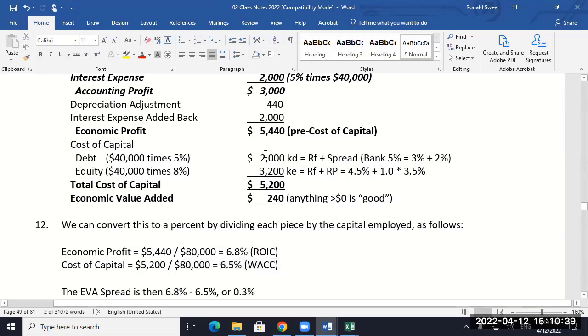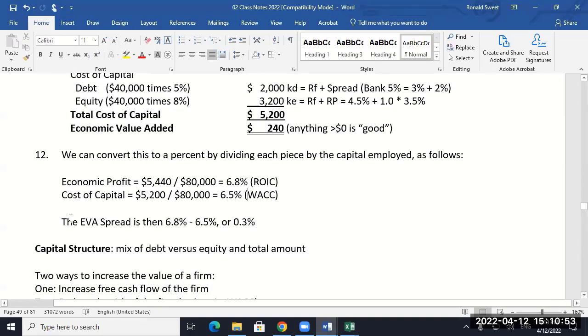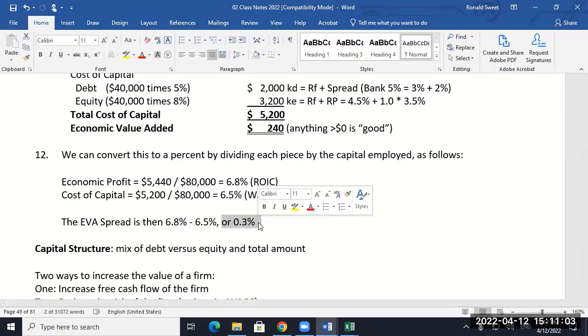It's essentially the weighted debt times the cost of debt. Our weighted debt here is 50%. You'll see that 40,000 over 80,000. So 50% times 5% plus 50% times 8% gives you 6.5%. So our EVA spread is 6.8% minus 6.5%, or an EVA spread of 0.3%. Anything greater than 0 is good.